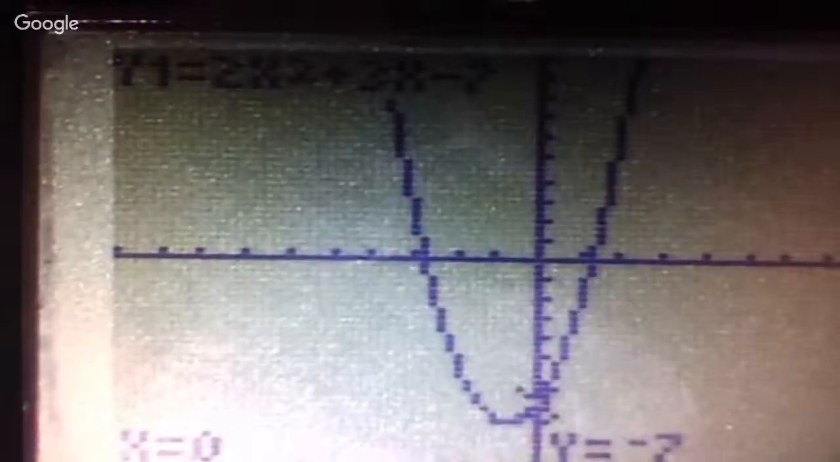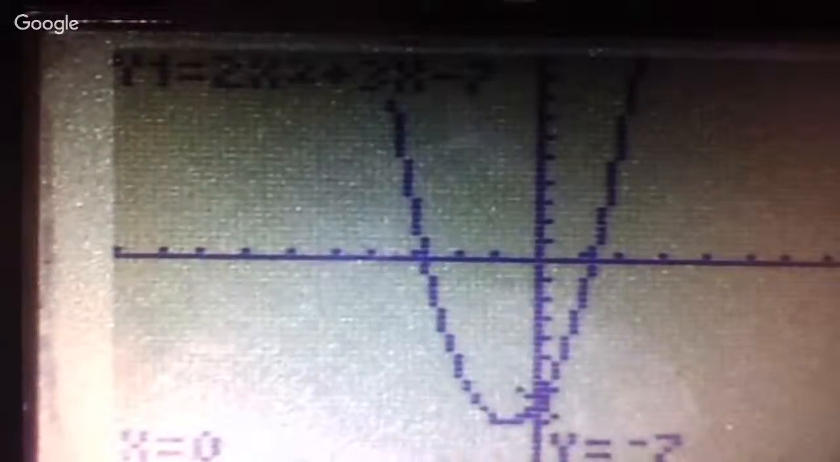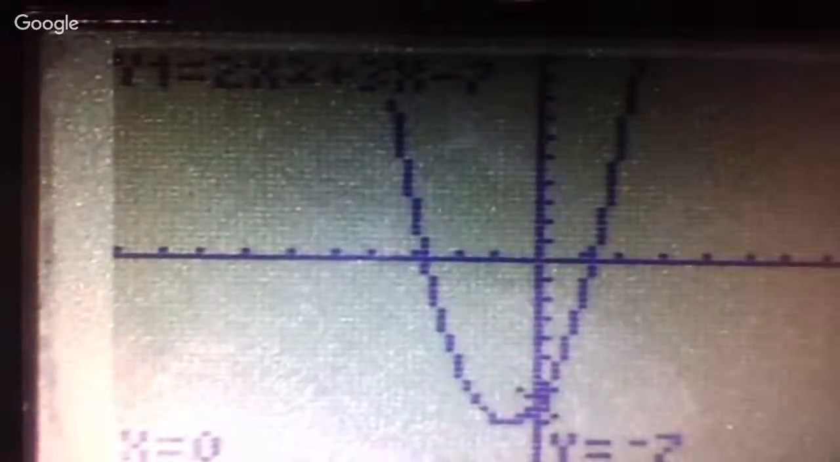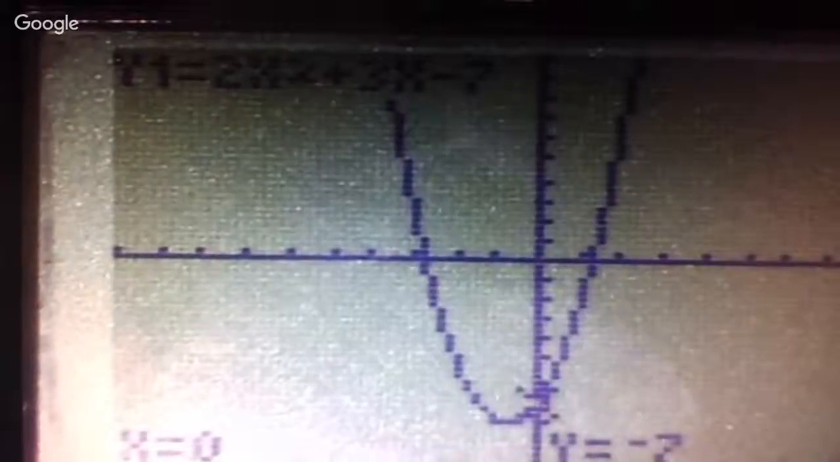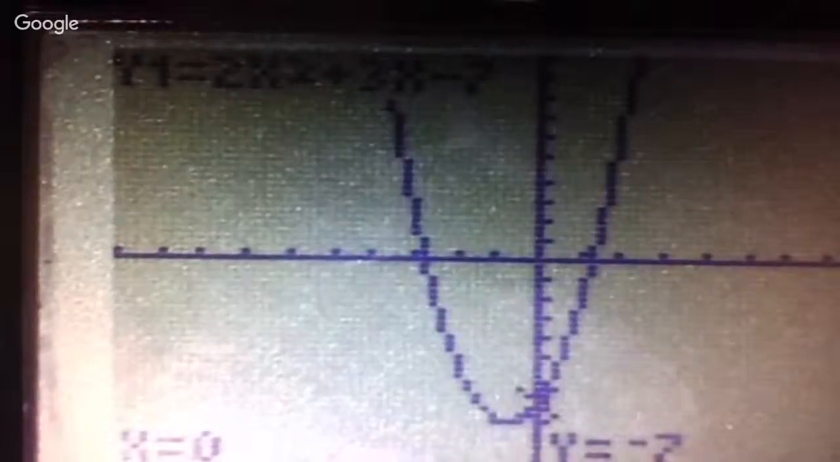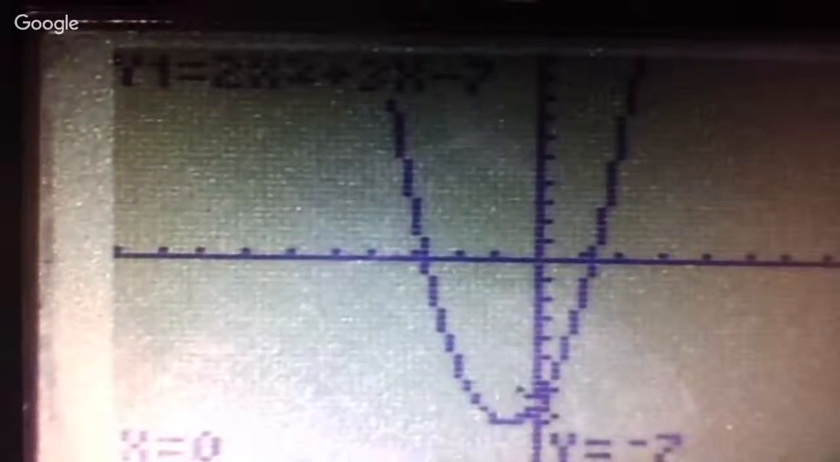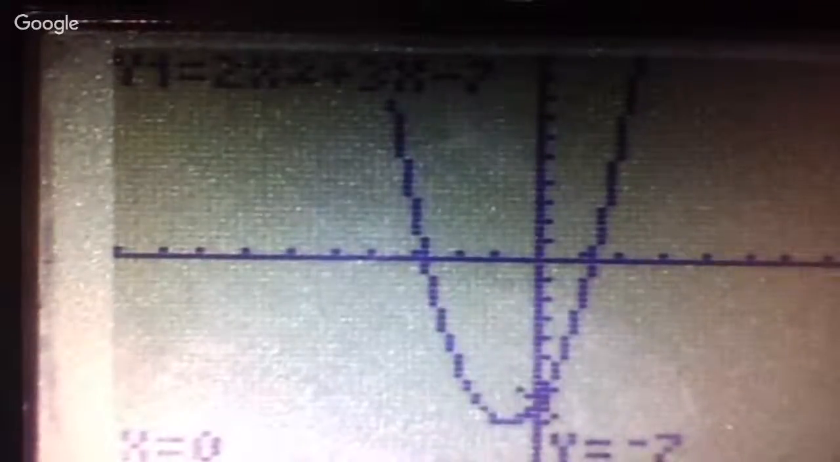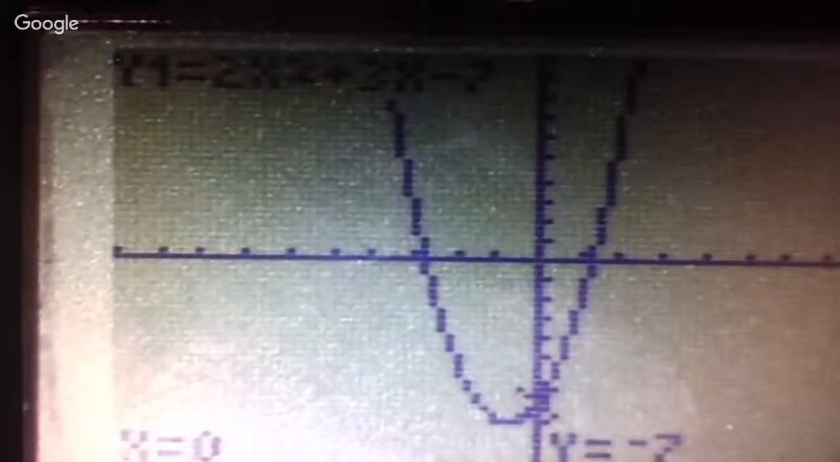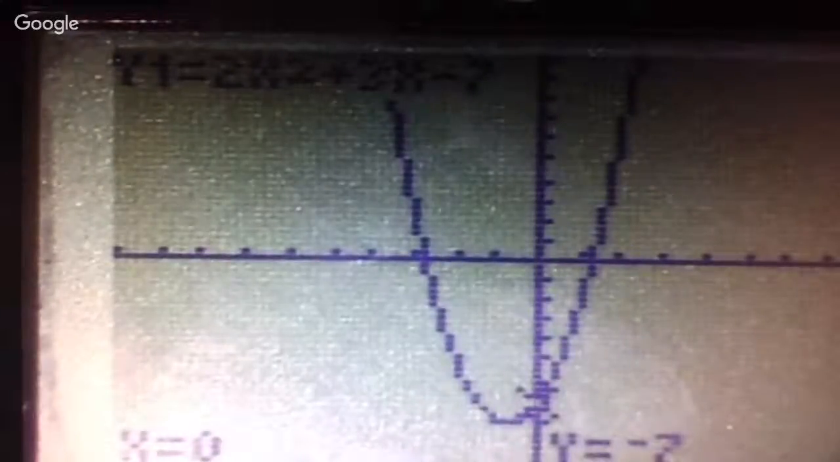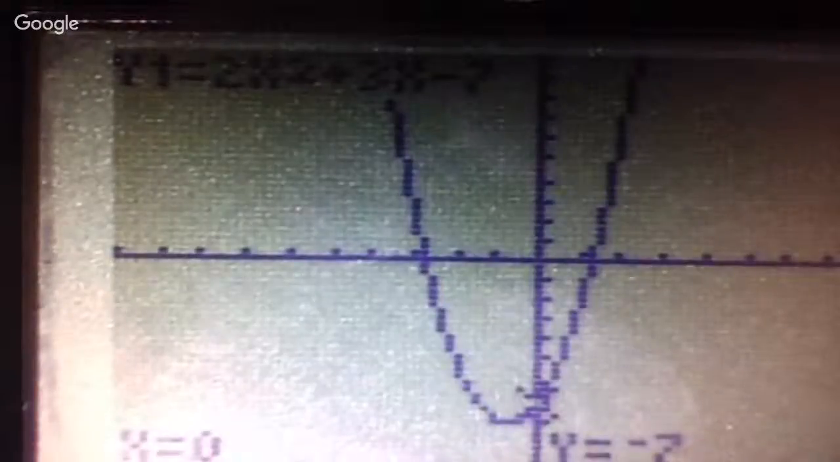Second trace intersect. Does that work too? Intersect shouldn't work. Intersect's only when you have 2 different graphs. It shouldn't work. Don't. Just because it worked on this one, I'm not guaranteeing it's going to work on all. Okay, so just be careful.